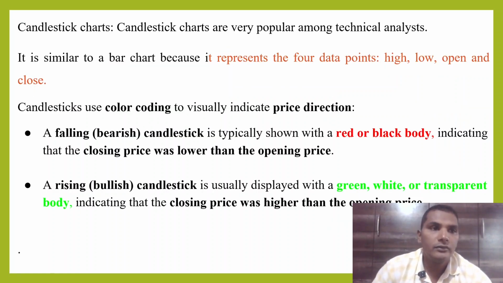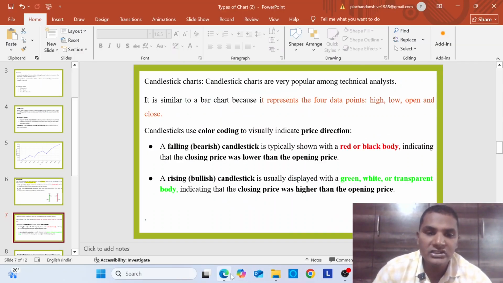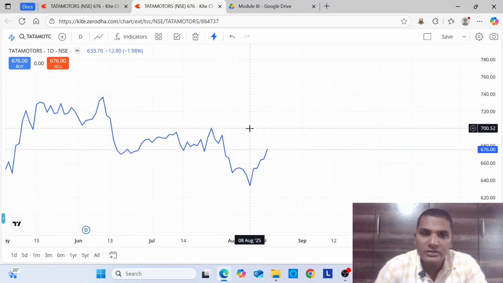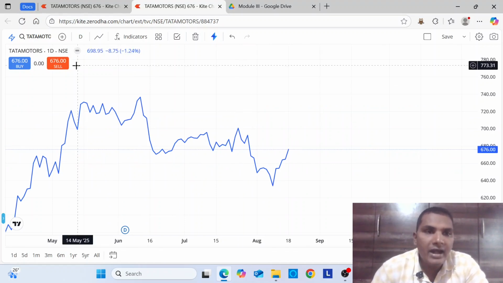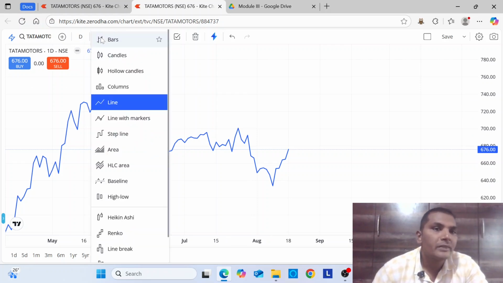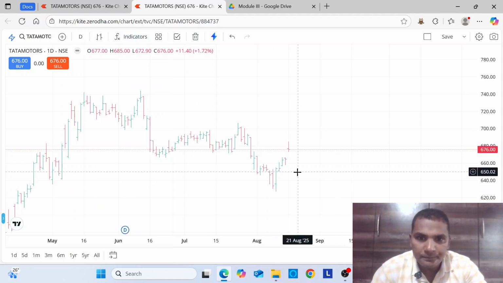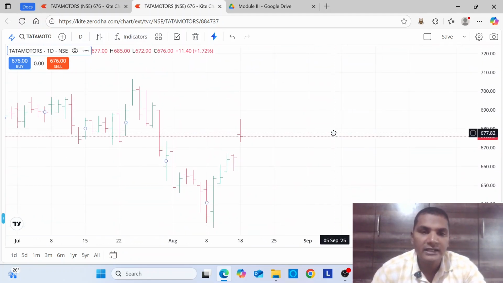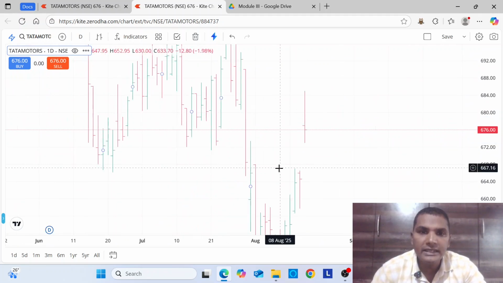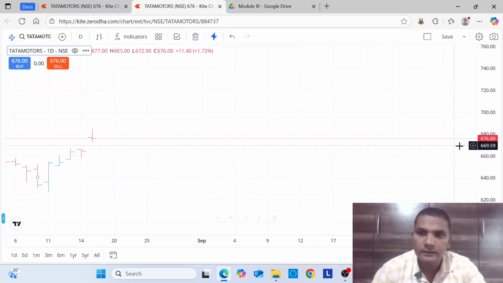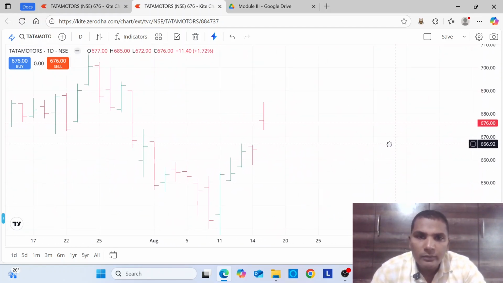So now we'll understand this bar chart with the help of a graph. This is the Tata Motors stock, as you can see here. Now I'm going to convert this line chart into the bar chart. I'm just going to click here, and as you can see there are multiple options. So I'm going to click here. Now you can see the movement of the stock prices of Tata Motors. I hope the screen is visible to all. You can see it.